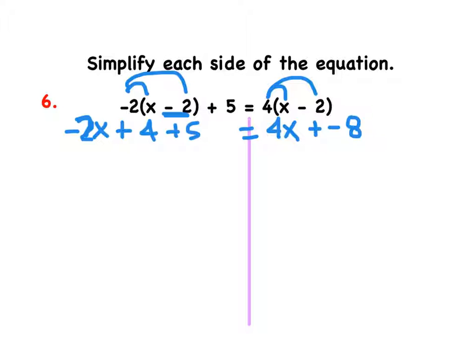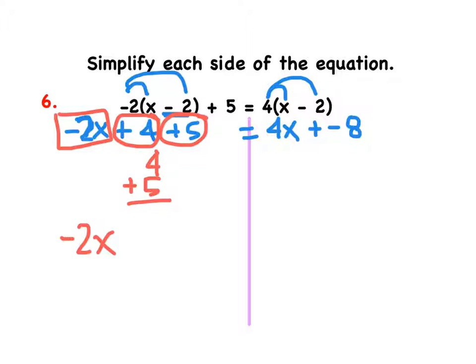My next step is to combine like terms. Now, on the left-hand side, I just have one term with x, so that's going to be part of my final answer, -2x. Then I'm going to combine my constants, so I have +4 and +5. So I'm going to add those together. 4 plus 5 totals to be 9. So on this side, my simplified expression is -2x plus 9. On the other side, I don't have multiple x's or multiple constants. This is already in simplest form. So I'm just going to rewrite that as part of my final answer.